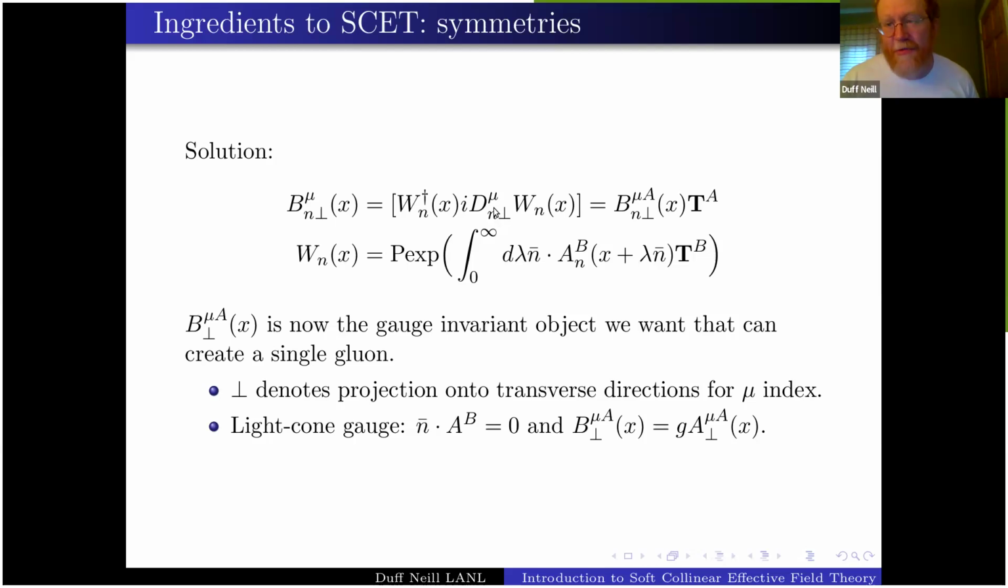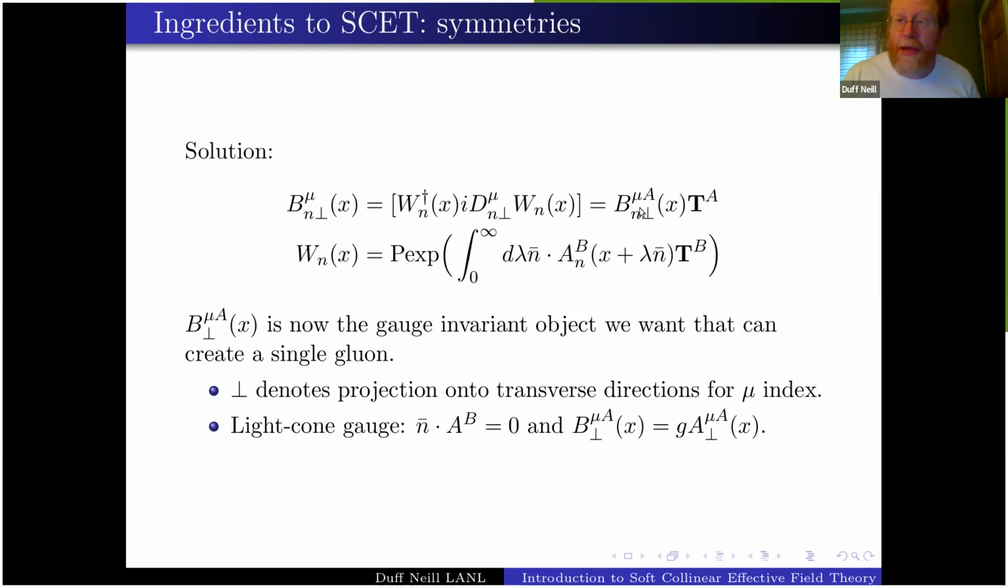The next derivative I have available to me in the power counting, once I've rendered my n-bar derivative inert, is of course just the d-perp derivative. That was the one that was down just by lambda. There's, of course, the other derivative that's down by lambda squared, but we don't need to worry about it at this point because that's just power suppressed relative to this derivative.